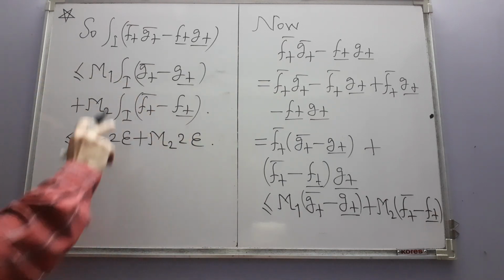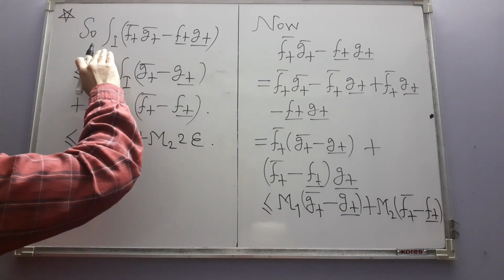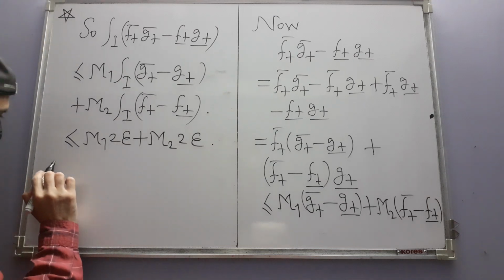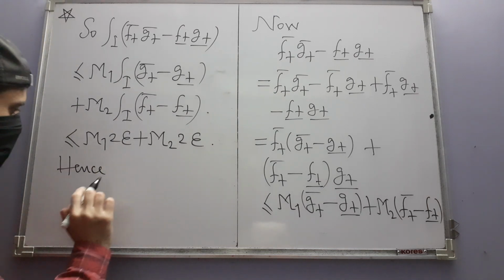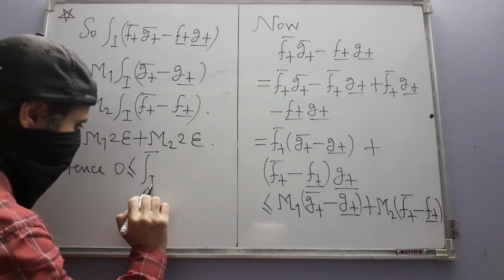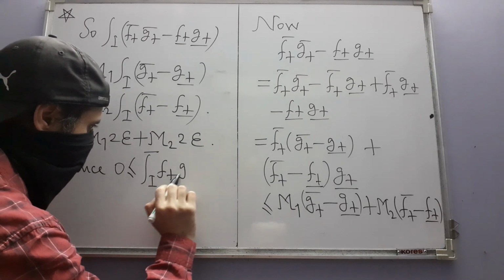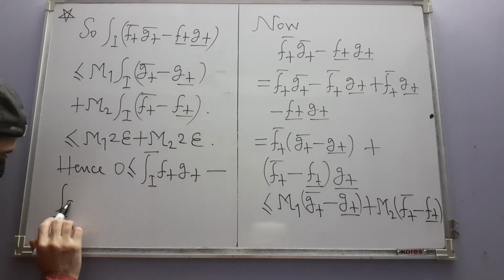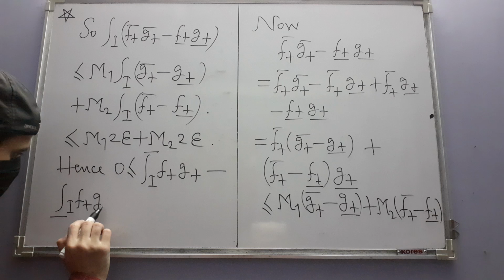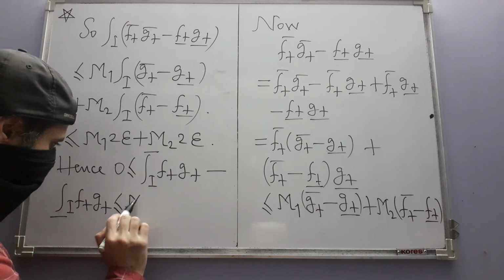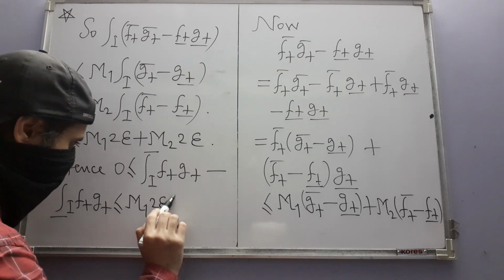However, we have already got there that this integral is greater than or equal to the upper integral minus lower integral. Hence, 0 is less than or equal to this minus lower integral, which ultimately becomes less than or equal to this.